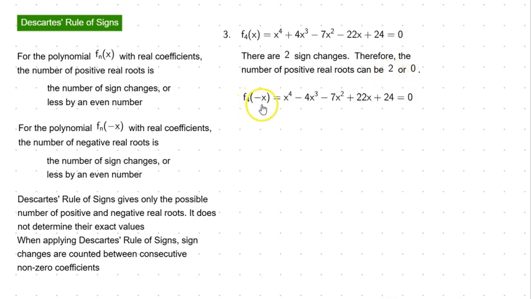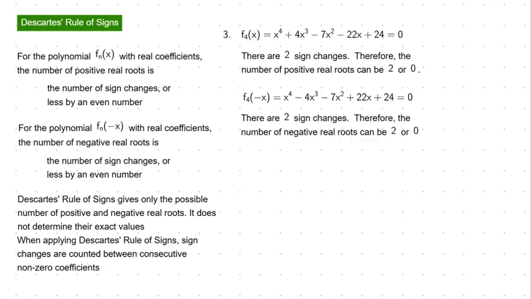Let's take f sub 4 of minus x, which gives us x to the power of 4 minus 4x cubed minus 7x squared plus 22x plus 24 equal to 0. Now, let's look at the sign changes. 1, 2, again 2 sign changes. Therefore, the number of negative real roots can be 2 or 0.